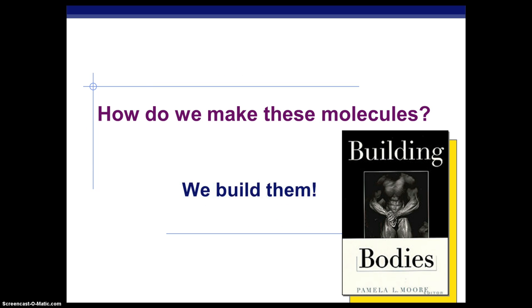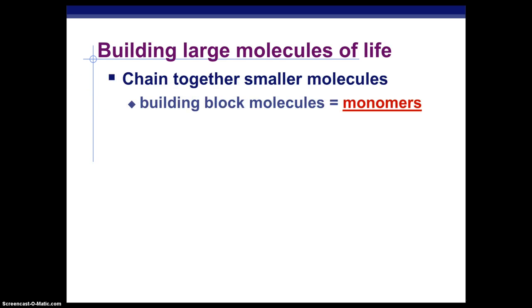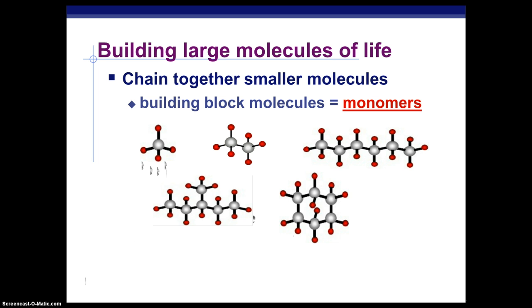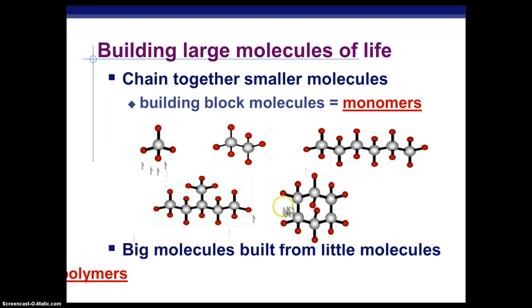So let's talk pretty quickly about how we make these molecules, actually assembling them. All of these molecules are made up of small subunits. So we're starting with single building blocks. They're called monomers. So here's a monomer right here, some sort of molecule. Start making chains, add them together, make even longer chains. Once we get really long chains, then we're talking about making polymers. So big molecules are built from little molecules.